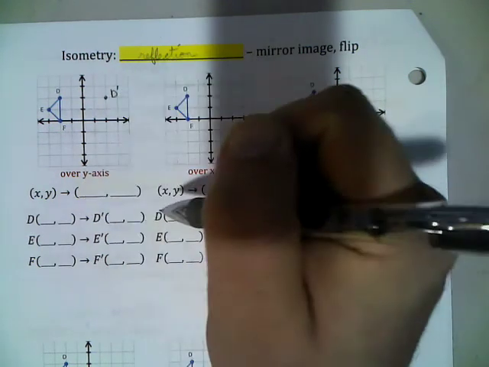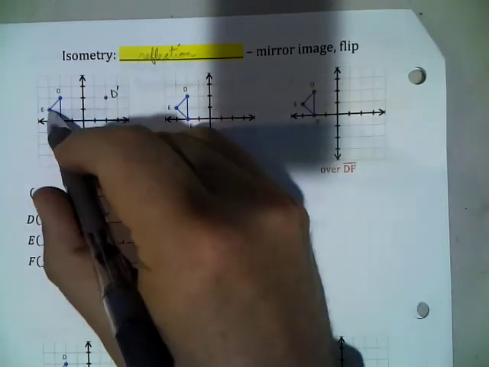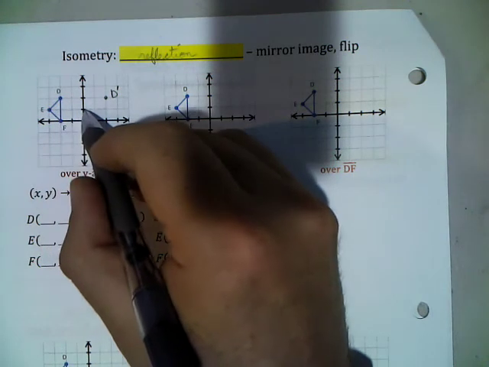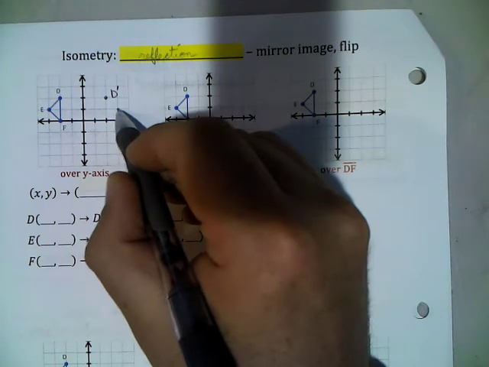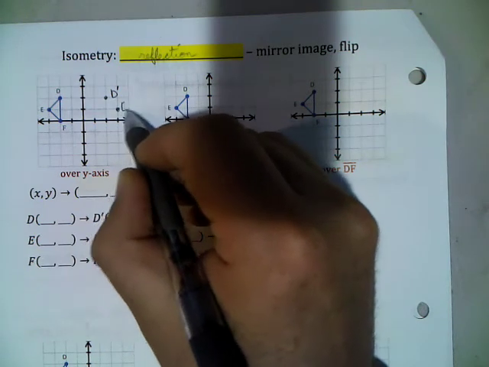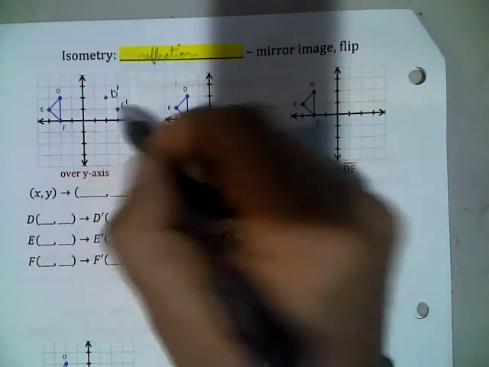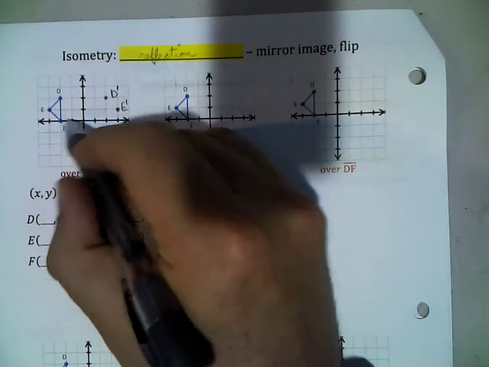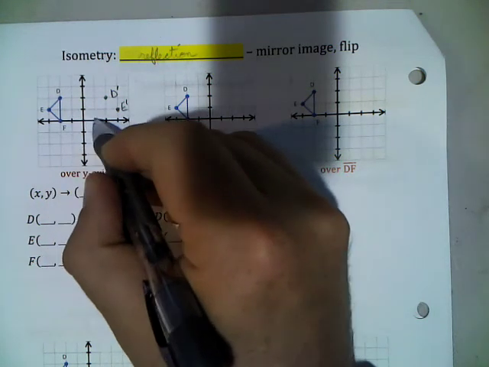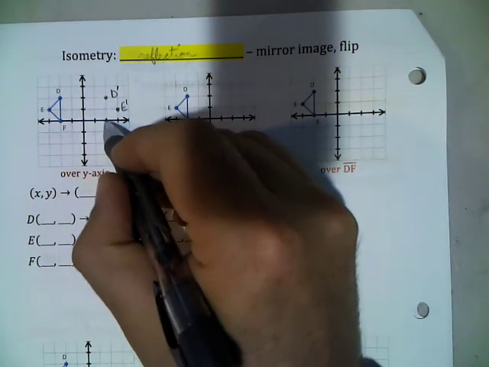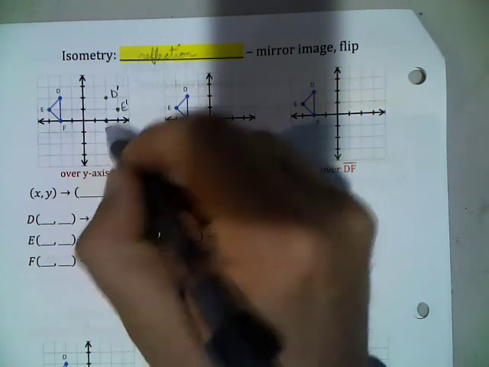There's my D prime. E is 1, 2, 3 spaces away, so its reflection will be 1, 2, 3 spaces on the other side. There's my E prime. And finally, same thing with F. F is 1, 2 spaces away, so 1, 2 on the other side. There is my F prime.